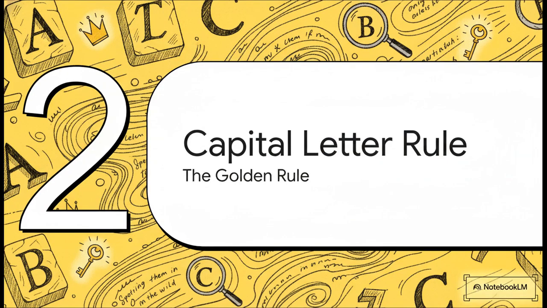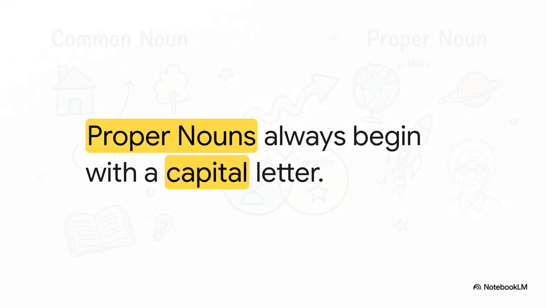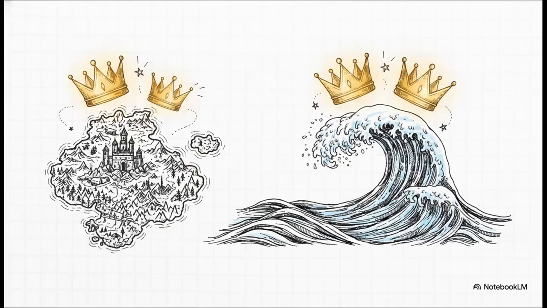Moving right along to Section 2, the capital letter rule, which is basically the golden rule here. Now that we know what these words do, we need to know how to spot them out in the wild. And that brings us to the absolutely most critical mechanic of this whole system. Here is the crucial point, so listen up. Proper nouns always begin with a capital letter. Seriously, I want you to burn this rule into your memory because this visual cue is literally your ultimate cheat code for the upcoming exercises. If it names a specific person, place, or thing, it gets a capital letter. No exceptions whatsoever.